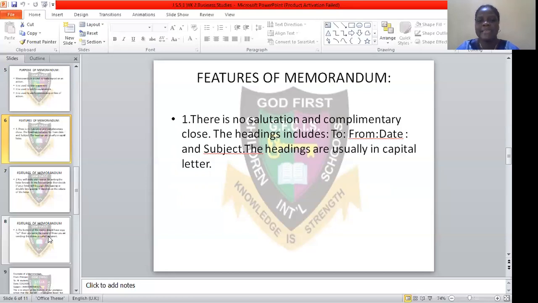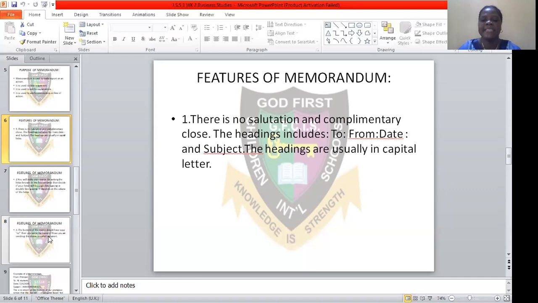There is a format for writing a memorandum. Number one, you write To on a line with a colon in front of it. You go to the next line, you write From. You go to the next line, you write Date with a colon in front of it. And you go to the next line, you write Subject. That means the heading of a memo is in the form of four-line headings: To, who you are writing the memo to. From, who is writing the memo. Date, the actual day you wrote the memo. And Subject, the heading or the message of the memo that you are about to write.